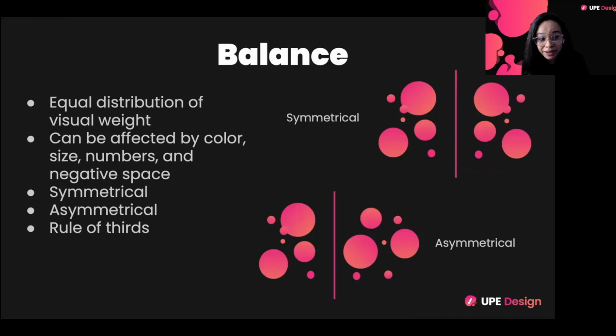What you also want to keep in mind is balance. You want to have an equal distribution of visual weight in your designs. You can affect this by using colors, sizes, numbers, and negative space, symmetrical or asymmetrical. So we have symmetrical, which we have an example right here, with the exact same amount of elements on one side and the other side. And then we have asymmetrical balance, where we have the same amount of elements on each side, however, they're arranged differently, but they still have the exact same visual weight.